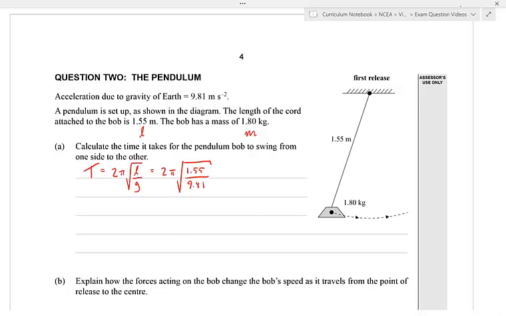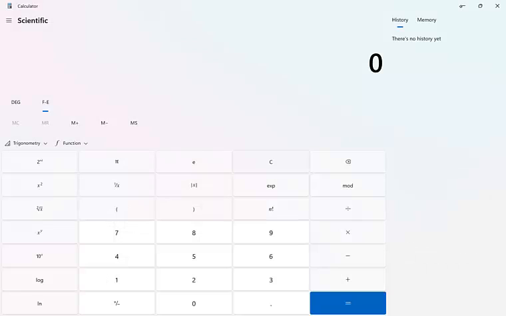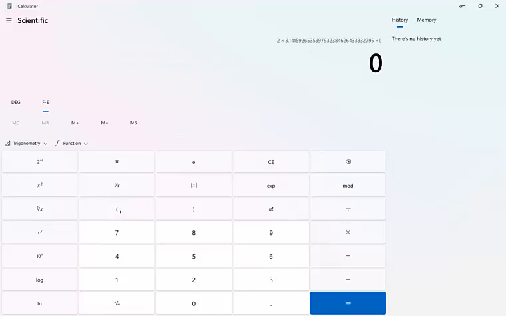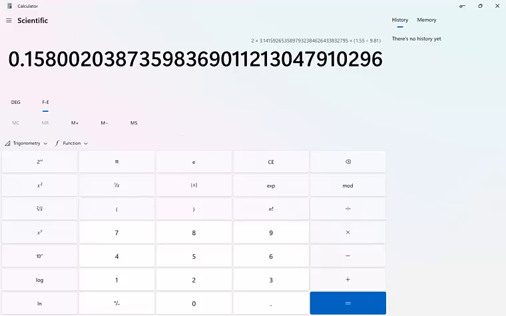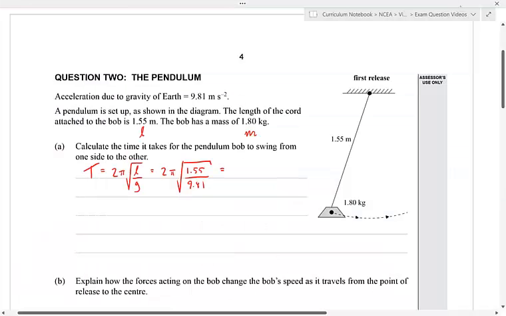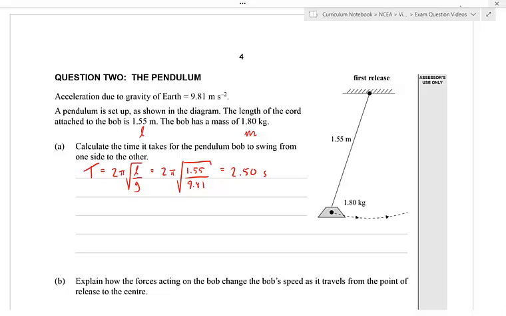And then we'll figure that out. So 2 times pi times, and then we'll do bracket 1.55 divided by 9.81, close the bracket, then we'll take the square root of that. And we get 2.497 or 2.50 seconds. So that's a full period.